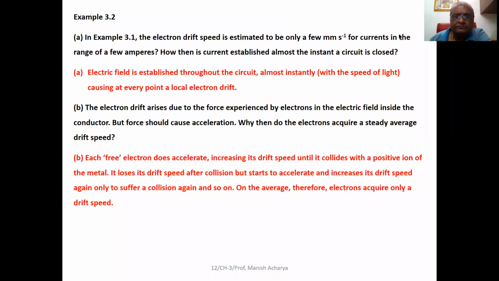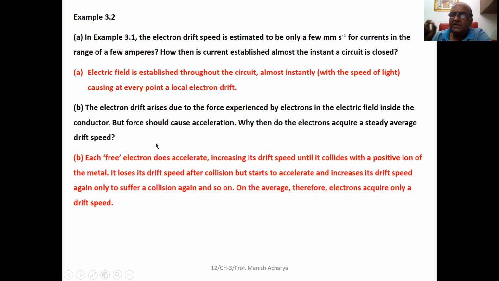Clear? B. The electron drift arises due to the force experienced by electrons in the electric field inside the conductor. But force should cause acceleration. Why then do the electrons acquire a steady average drift speed?